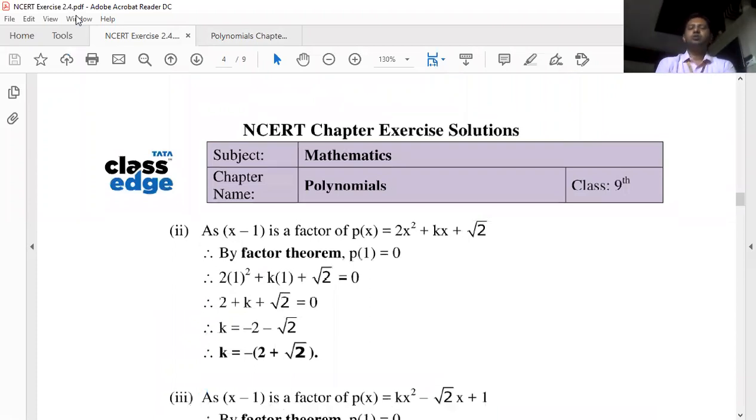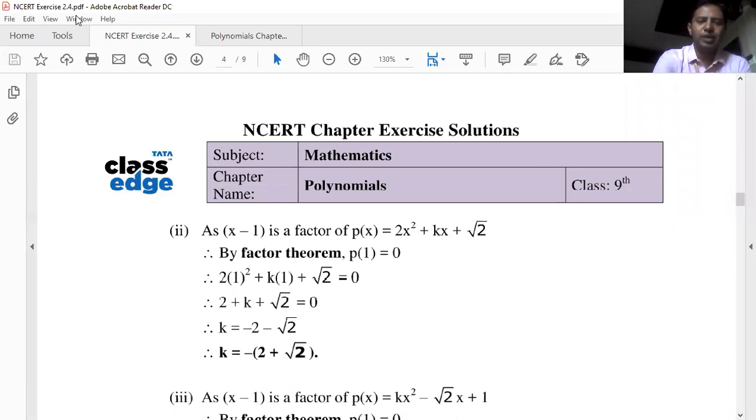That is 2 into 1 square plus k into 1 plus root 2 is equal to 0. This will give you 2 plus root 2 plus k is equal to 0. We'll transpose this 2 plus root 2 to the right hand side. That will be minus of 2 plus root 2, or minus 2 minus root 2. So minus 2 minus root 2 is the right answer for the given question.